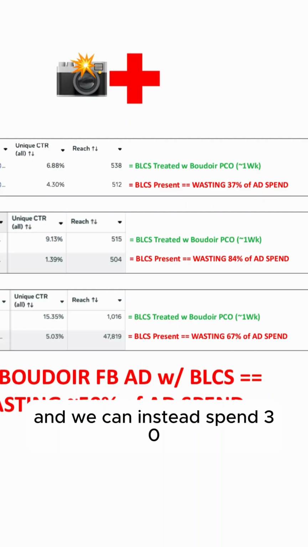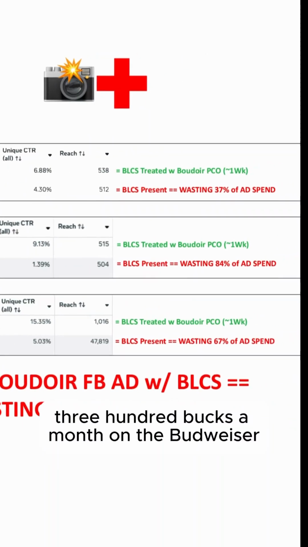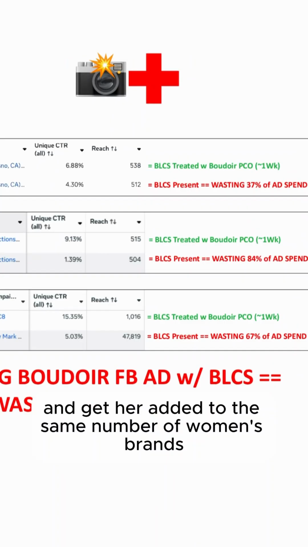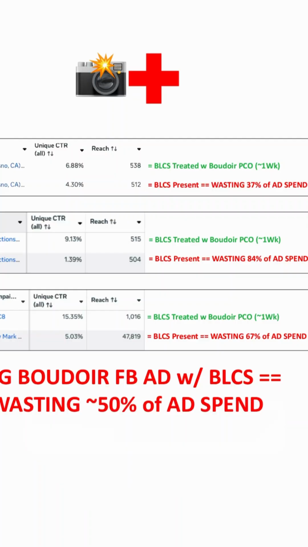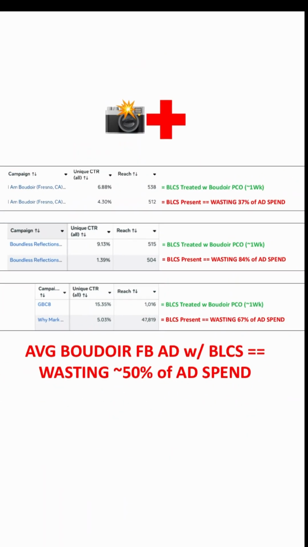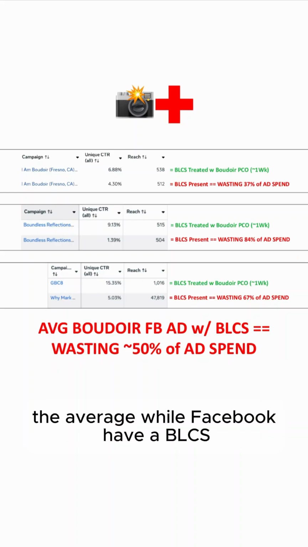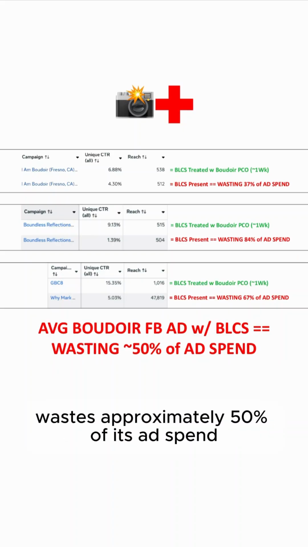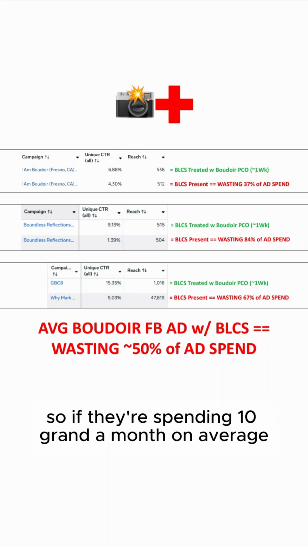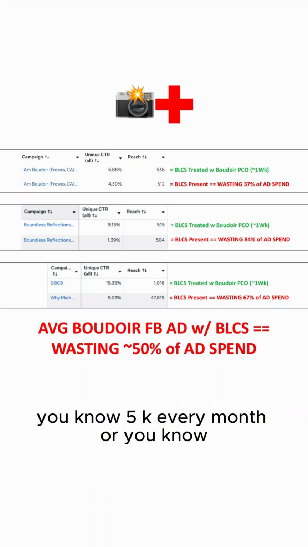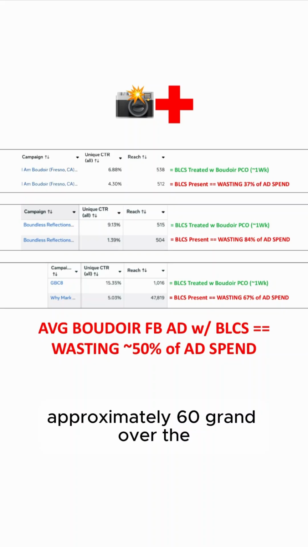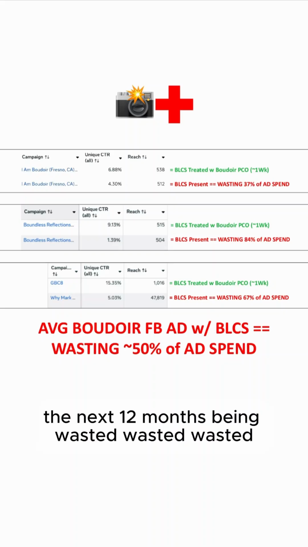And we can instead spend 3,300 bucks a month on the Boudoir Pico treated ad and get our ad into the same number of women's brains at 3,300 bucks a month, compared to the original at 10 grand a month. And from all the numbers from my testing, the average Boudoir Facebook ad with BLCS wastes approximately 50% of its ad spend, literally half going down the drain. So if they're spending 10 grand a month, on average, that's 5K every month, or approximately 60 grand over the next 12 months being wasted.